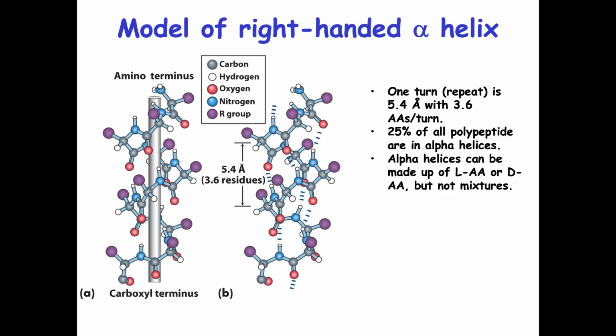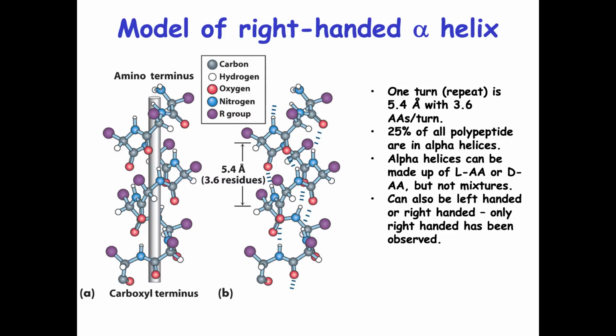And alpha helices can be made up of L amino acids or D amino acids, but you do not observe mixtures of L and D amino acids in a single helix. So in theory, there can be left-handed or right-handed helices, but right now only right-handed structures have been observed.